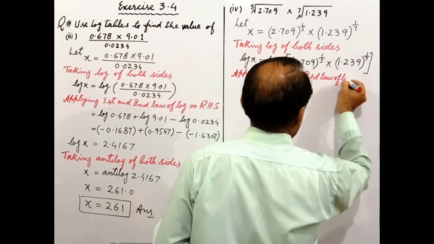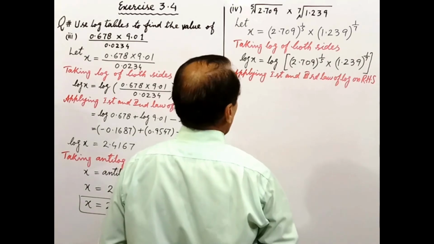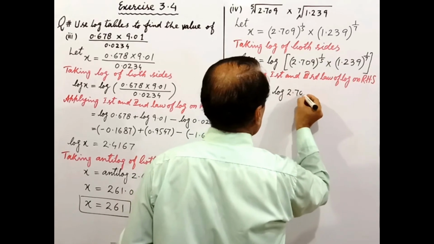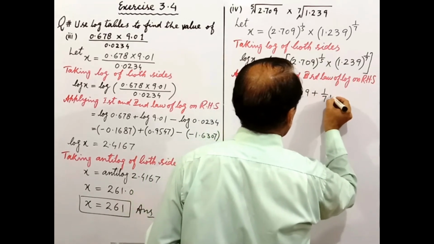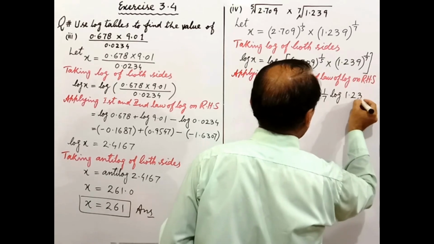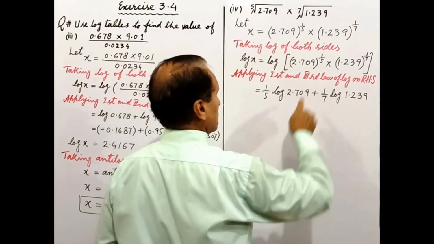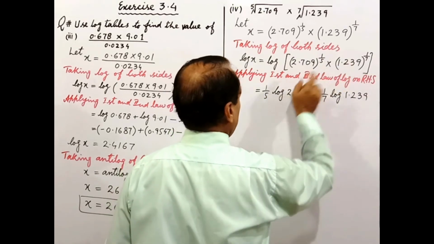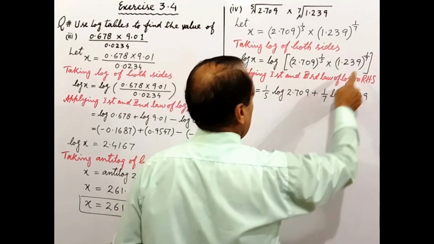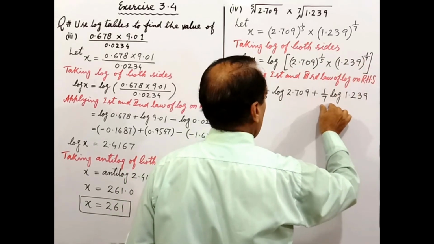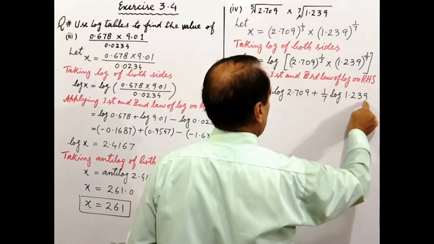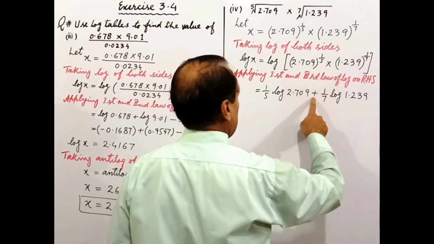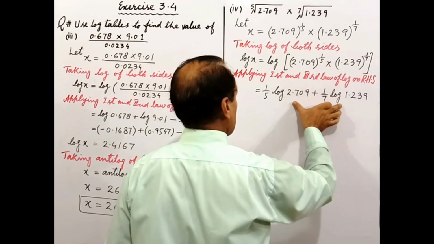We have 1 over 5 log 2.709 plus 1 over 7 log 1.239. Why? Because the power will become coefficient according to the third law of log in both of these numbers. 1 over 5 log 2.709 and 1 over 7 power will become coefficient of the log according to third law, 1 over 7 log 1.239. And applying the law of product in the first law, we write plus between these two log.